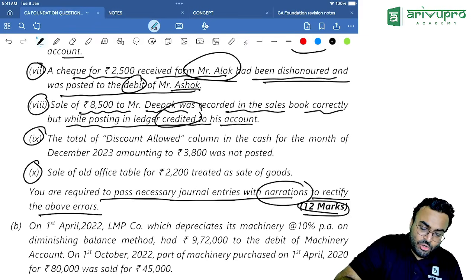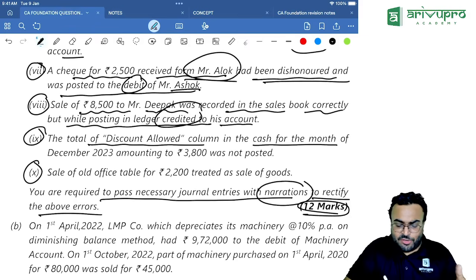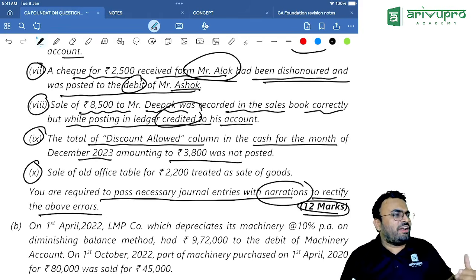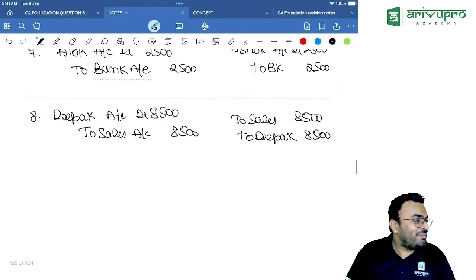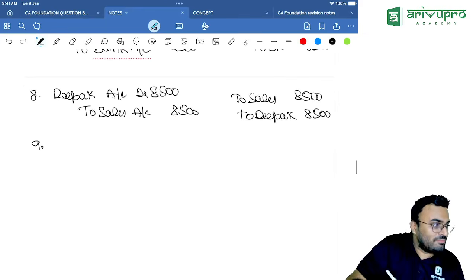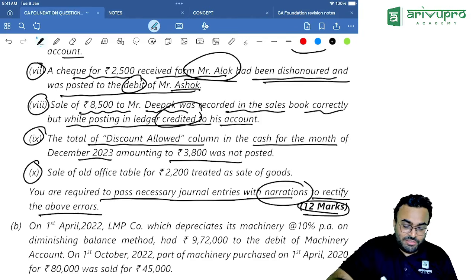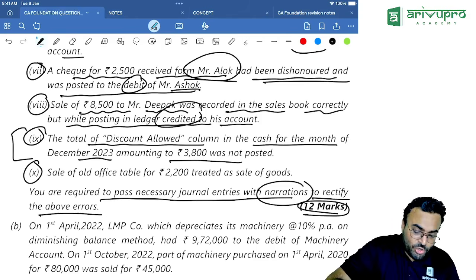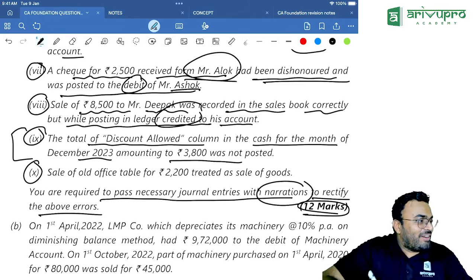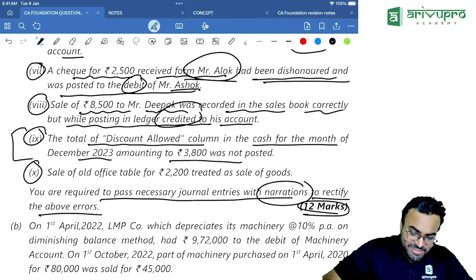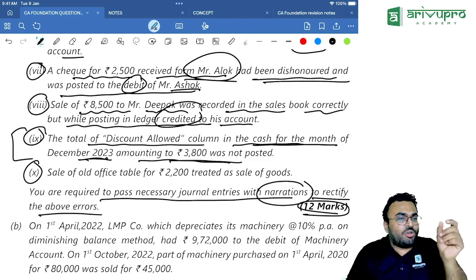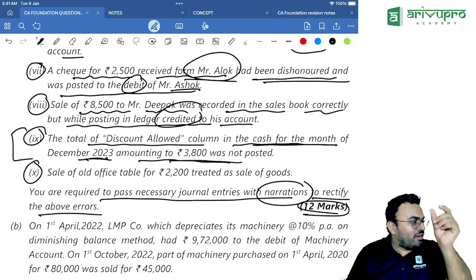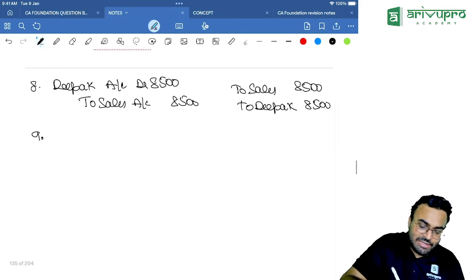Ninth one. Total of discount allowed column in the cash book for the month of December 2023 amounting to 3,800 not posted. Many times they have already told this. This has been repeated for the 5th time. The total of discount allowed column in the cash book for the month of December 2023 amounting to 3,800 was not posted. Total not posted will affect which account? Discount allowed account. What is the correct entry for this one?